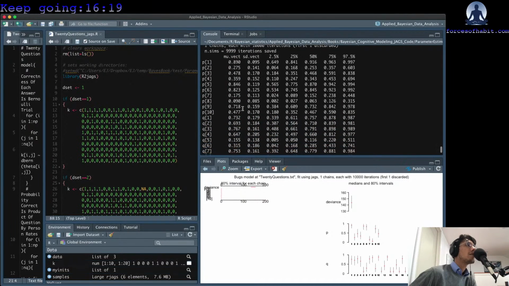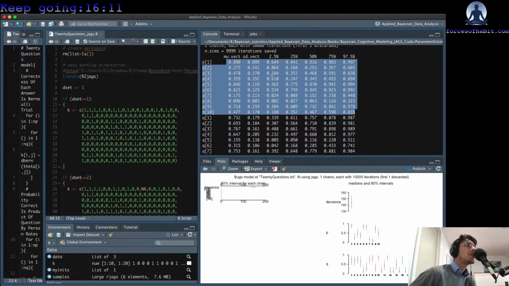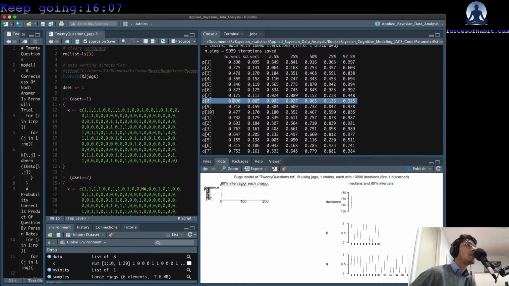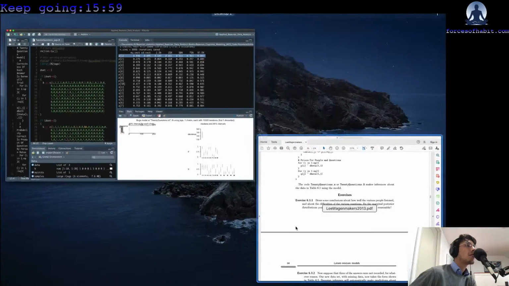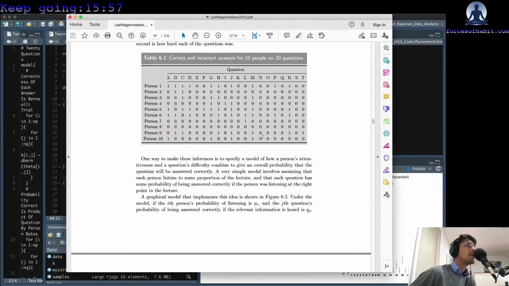So here we're getting a probability of success for each of the 10 people. So attentiveness across the people. We have some folks not attentive whatsoever. We have other folks, like 5, who are very attentive, or number 1, extremely attentive. And we can take a look at the table to verify that.